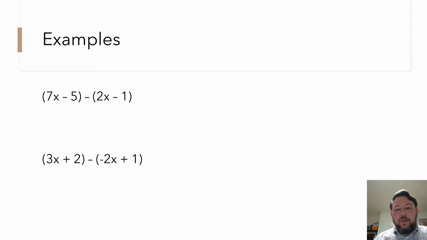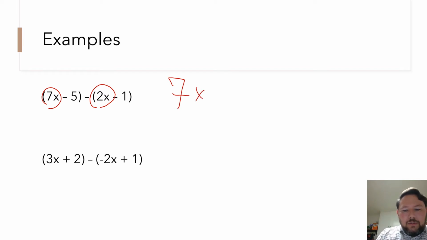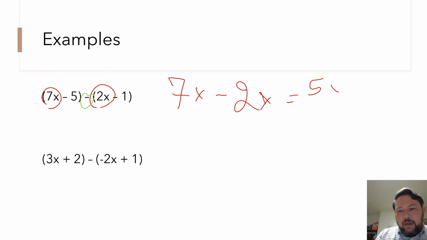All right. So here are 2 additional examples for us to work on. Our first one is 7x minus 5 minus 2x minus 2. Again, we're going to be looking for like terms. Our first set of like terms, let me use red, is our x's, our variable. So a positive 7x minus a positive 2x, and that's going to equal 5x.